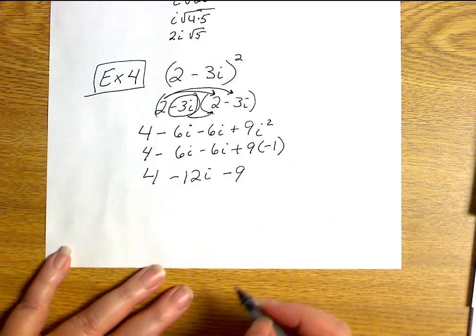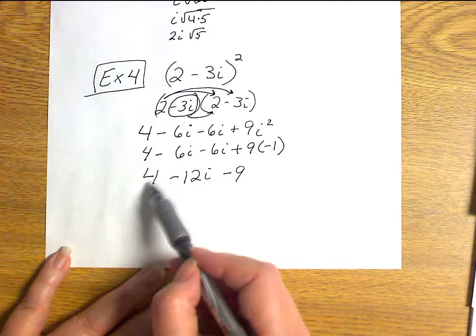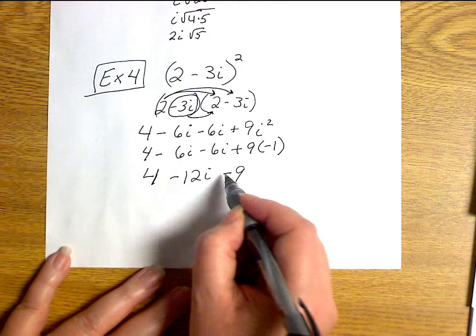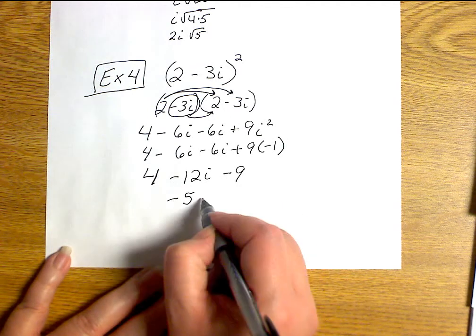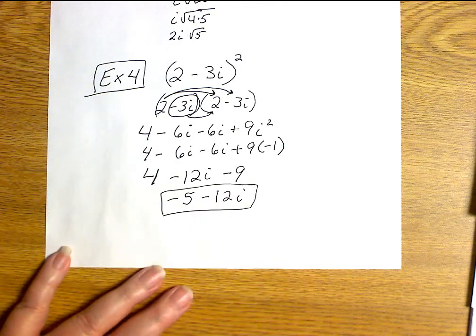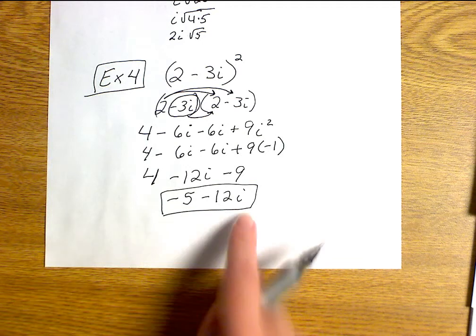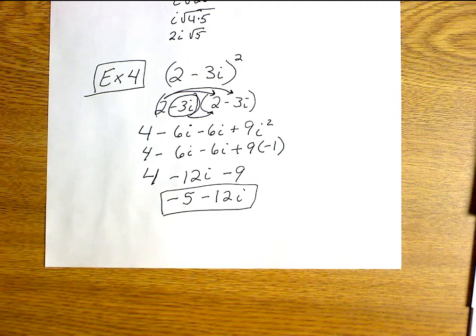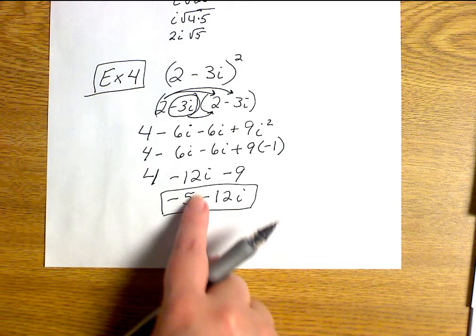One last step. Some of you probably already got to this, but we have 4 minus 9, which is negative 5 minus 12i. Now, these are called complex numbers. Right here we have a complex number. It's called a complex number because it has real numbers, and reals always come first, and then we have our imaginary.